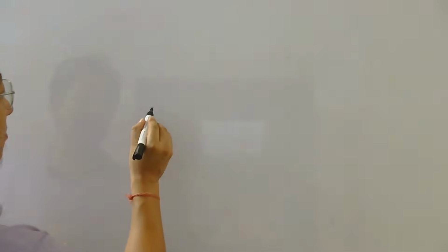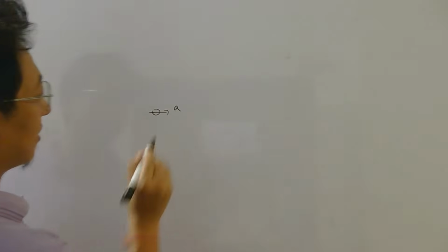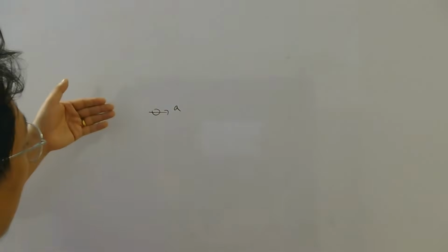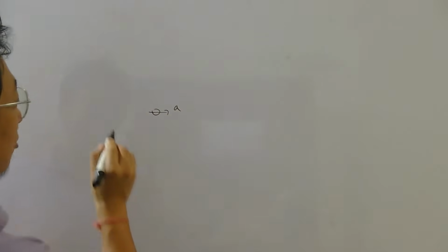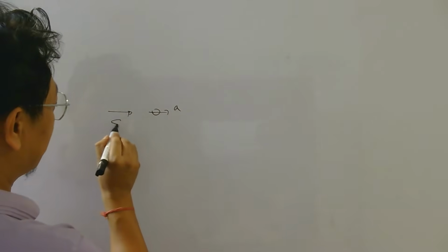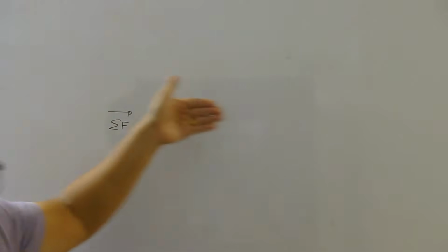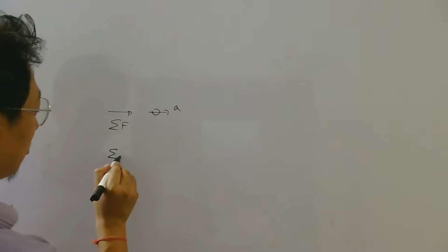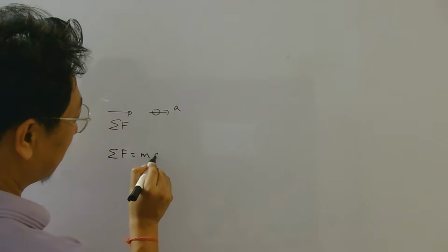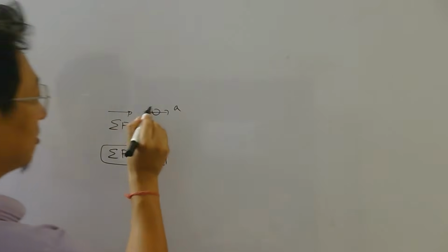So imagine there is a body which has acceleration a this side. Now Newton said if you have acceleration a this side, there should be some net force in this direction. Net force. So this represents the total force on the body in this direction. And it says total force equals mass of the body times acceleration of this body.